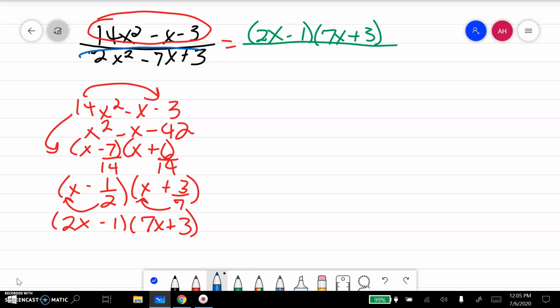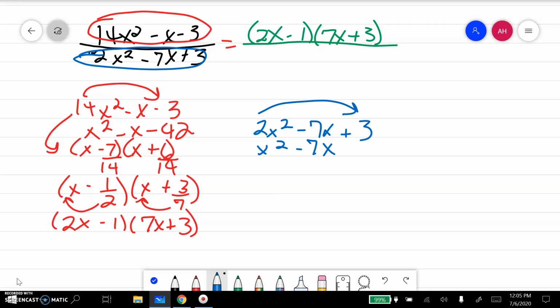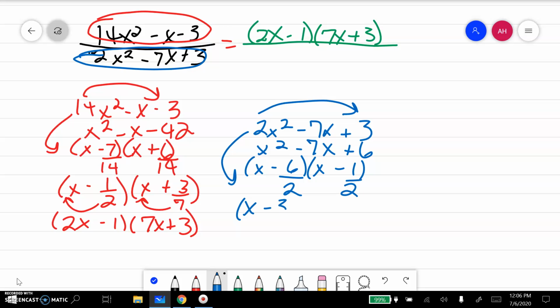Now I'm going to go and do the same thing to the bottom. So we've got 2x squared minus 7x plus 3. Multiply the 2 over here. So we have x squared minus 7x plus 6. Factor this. Get minus 6 minus 1. Divide by the 2. Reduce this to 3. This one won't reduce, so pull the 2x minus 1 there.